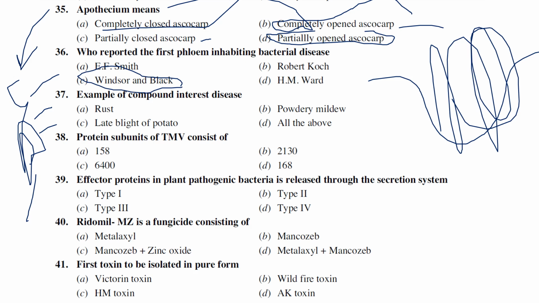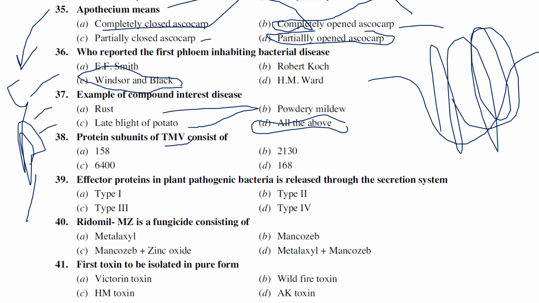Examples of compound interest diseases: rust, powdery mildew, late blight of potato. All are examples of compound interest diseases. So simple interest is generally leaf blights or spots, generally we can say. Simple interest diseases are also known as monocyclic diseases. Compound interest is also known as polycyclic diseases, right?